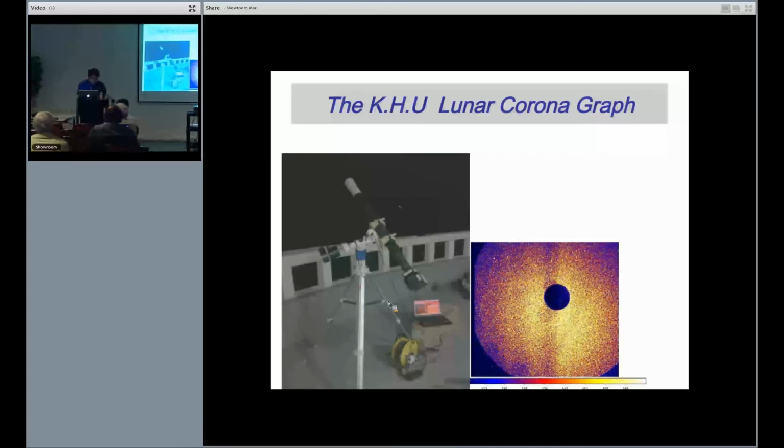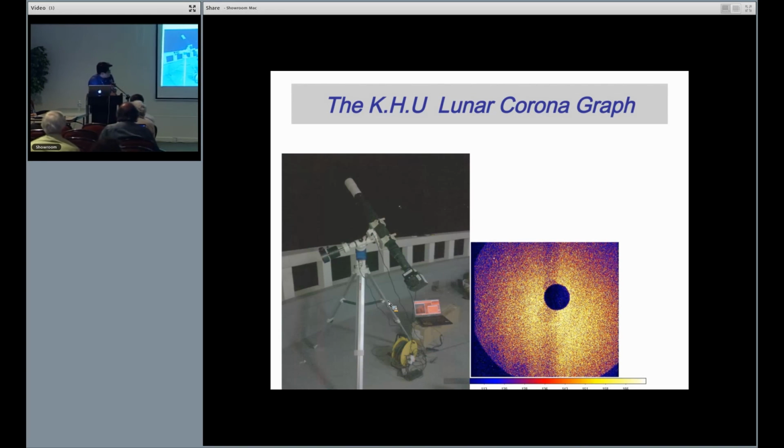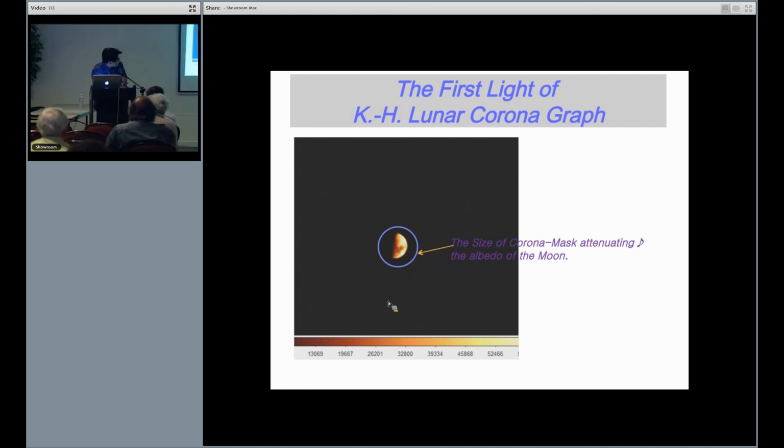And at Kyung Hee University, we are going to accumulate more observational data for the lunar sodium corona. So we recently developed this lunar coronagraph and tried to make more observations for future modeling. And this is the first light of the Kyung Hee lunar coronagraph, and this is the size of the corona mask attenuating the orbit of the moon.